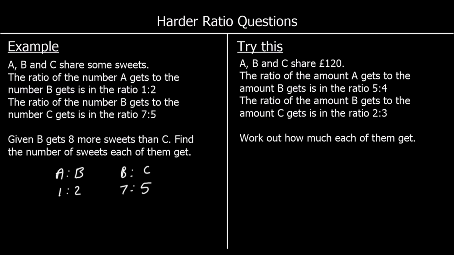So I'm going to combine the ratios first. I need to make the B's the same. So I'm going to make them both 14. 14 is in the 2 times table and the 7 times table. It is 7 times 2. So I'm going to multiply my A to B ratio by 7. My B to C ratio by 2. And then my B's will be the same.